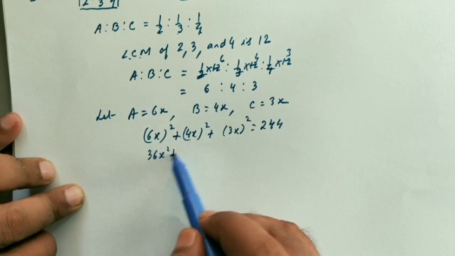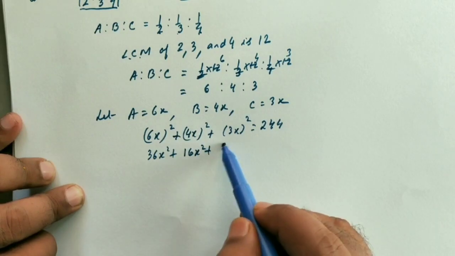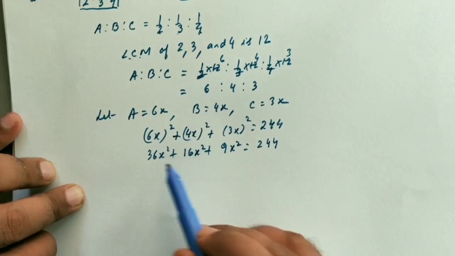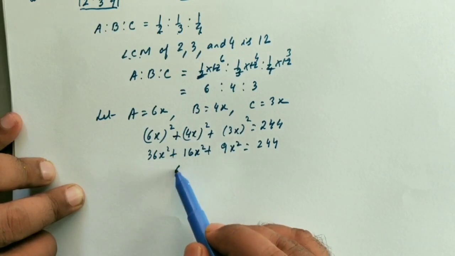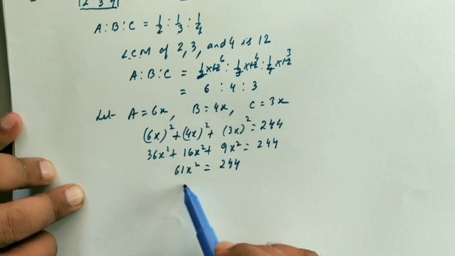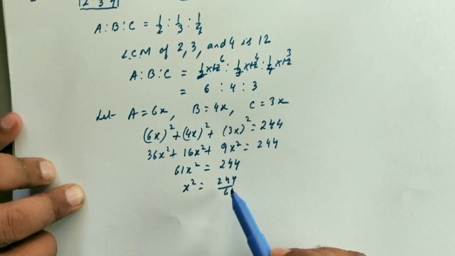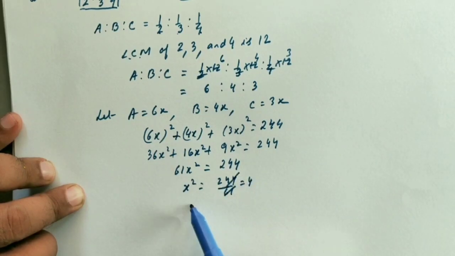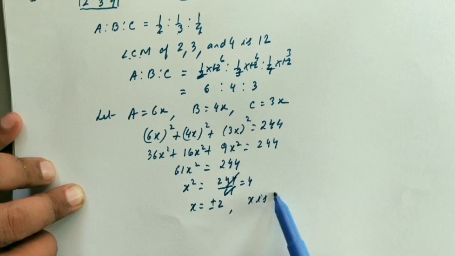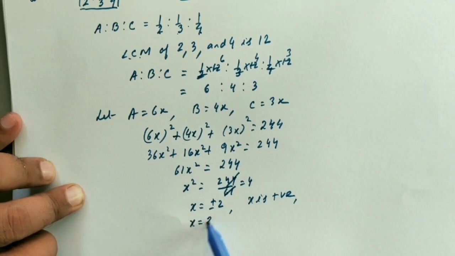So 36x square, 16x square and 9x square is 244. 36 plus 16 plus 9 is 61. 61x square is 244. Clearly you can see that x square is 244 by 61, which is equal to 4. So x is plus minus 2, but x is positive. So we'll take x is equal to 2.